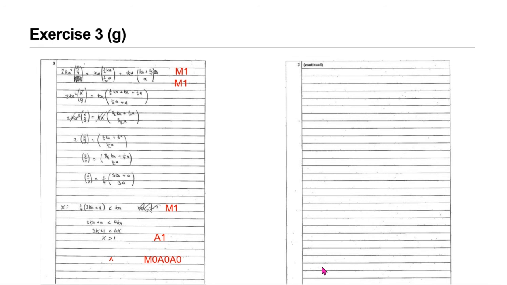Then the candidate has looked at the X coordinate, and the M1 that we're getting at this line here is actually the second method mark in the scheme, and they've successfully got to K greater than 1 there. They've not done any work on the Y coordinate, so they're not going to get the remaining marks.